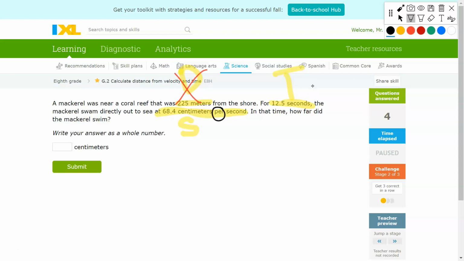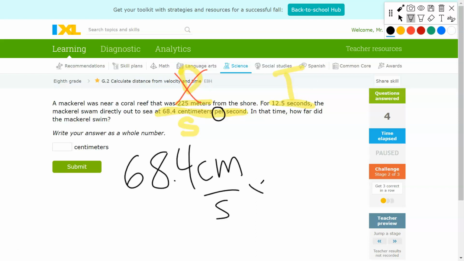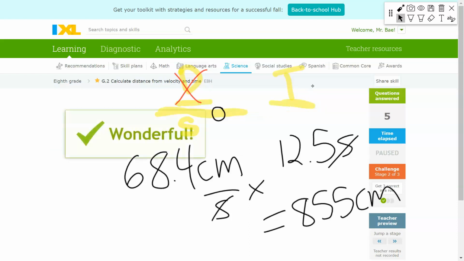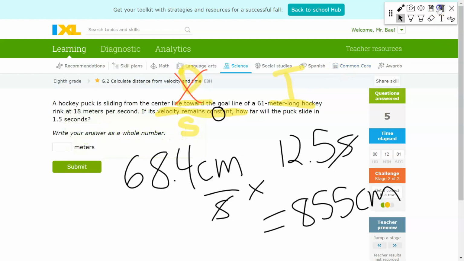So you're going to have to do 68.4 centimeters per second and multiply that by 12.5 seconds to get your answer. Your answer would then be 855 centimeters. So that is what we'll put down in the box right there. 855. Okay. Moving on to the next question.